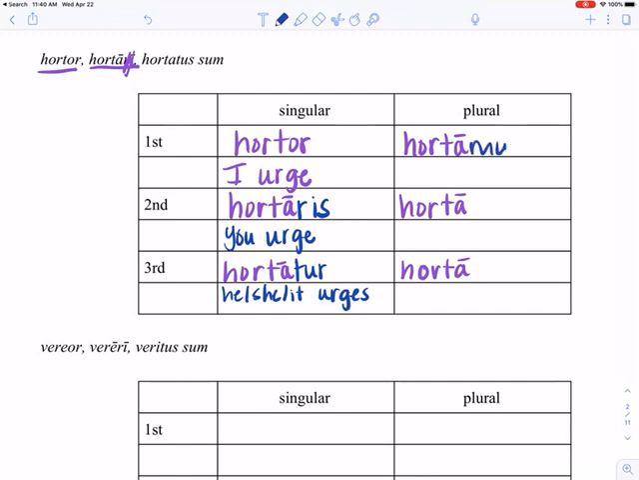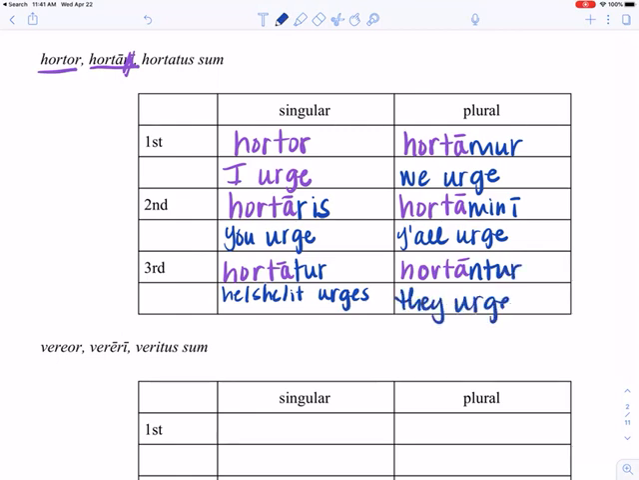We're going to add mur for first plural, and so this is we urge. We're going to add mini, and we're going to have a macron over that last I, and so this is y'all urge. And then we're going to add untor for third plural, and so this is they urge. Now remember, I'm going to write this off to the side. For present, you can say urge or urges. You can say is, am, or are urging. Or you can say do or does urge. Okay, and that's for present.